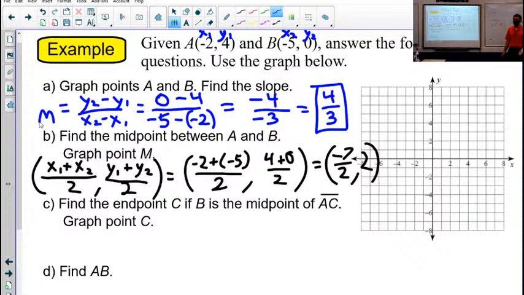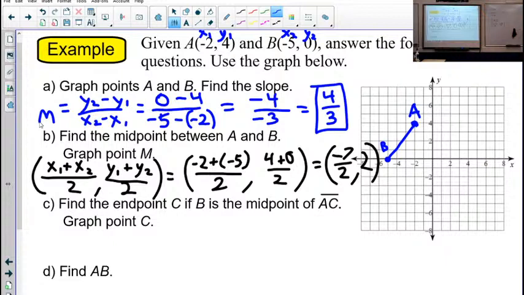So let's put these on our graph and see if our answers that we got for our formula make sense here. We've got -2, 4, so -2 up to 1, 2, 3, 4. Here's point A. -5, 0. -1, 2, 3, 4, 5. And then 0 means we don't go up or down, so that stays where it is. There's point B. So that's what our segment looks like that we're working with.